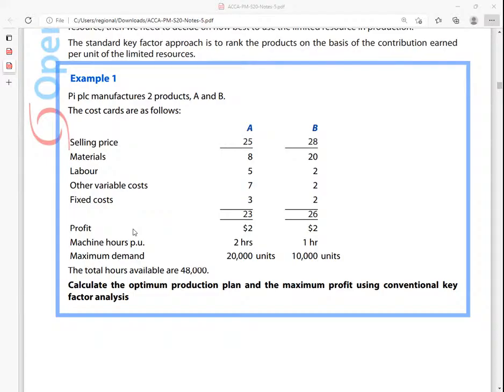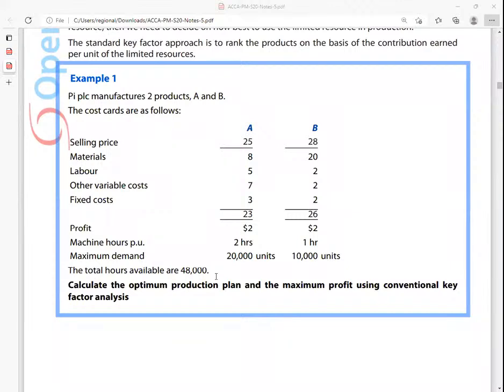What do you think would be our next step? CM ratio, no, we don't go to the CM ratio. Don't worry, thank you for trying, but we don't go for the CM ratio in this key factor analysis.